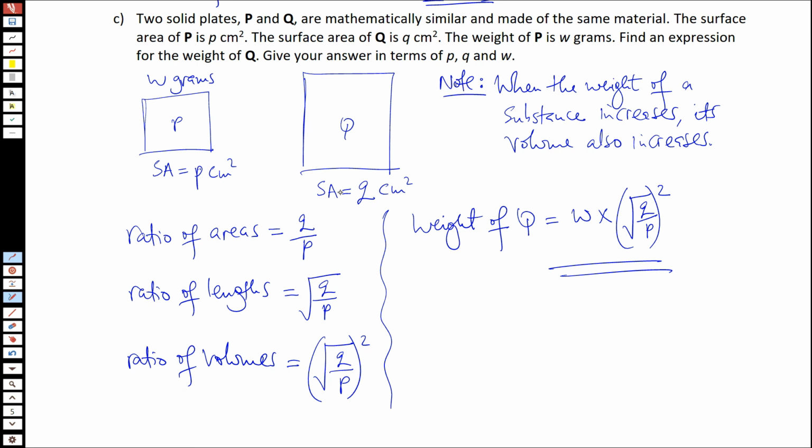Sorry, I think I made a mistake. The ratio of the volumes from here, you need to find the cube of that, because to find the ratio of the volumes from the ratio of lengths, you cube. So basically this will be cubed.